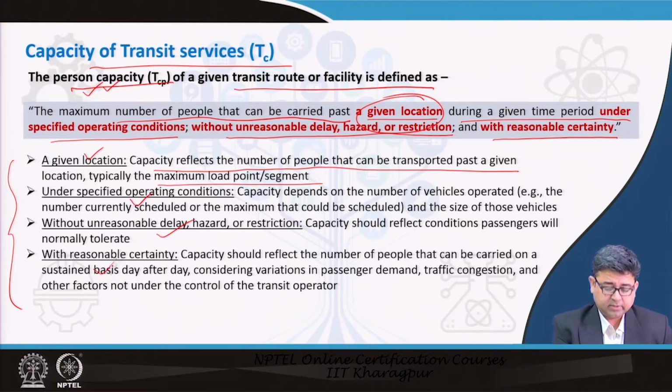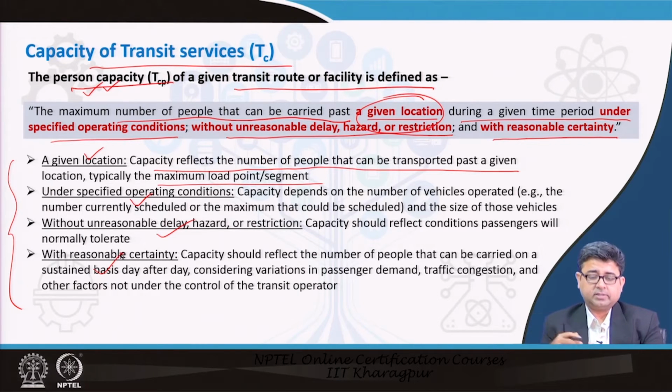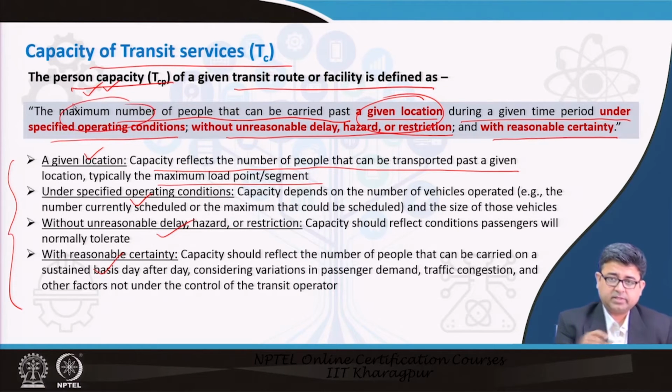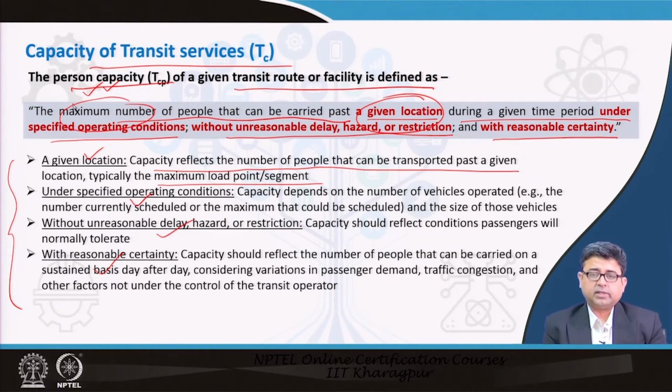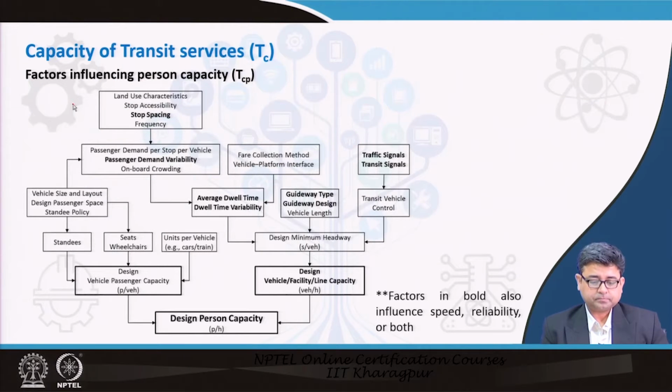And with reasonable certainty, saying that this is the capacity that can be carried day after day. This is some kind of certainty that we are saying that this is the person capacity that can be carried day after day. It is not just one day in which this maximum number of persons can be carried. So, all of this put together gives you an understanding of person capacity of a public transportation system.